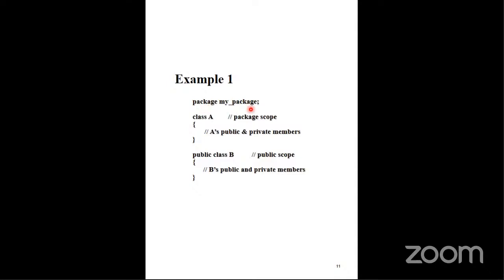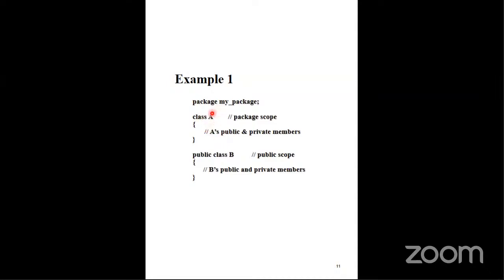Let's say I've created my package. So class A, see here, class A, there is no public access specifier. It means that this class is available only within my package. It is not available outside my package. There is one more class, class B, in my package, but it is declared as public. This class B is available in my package. It is also available outside my package because it is declared as public.